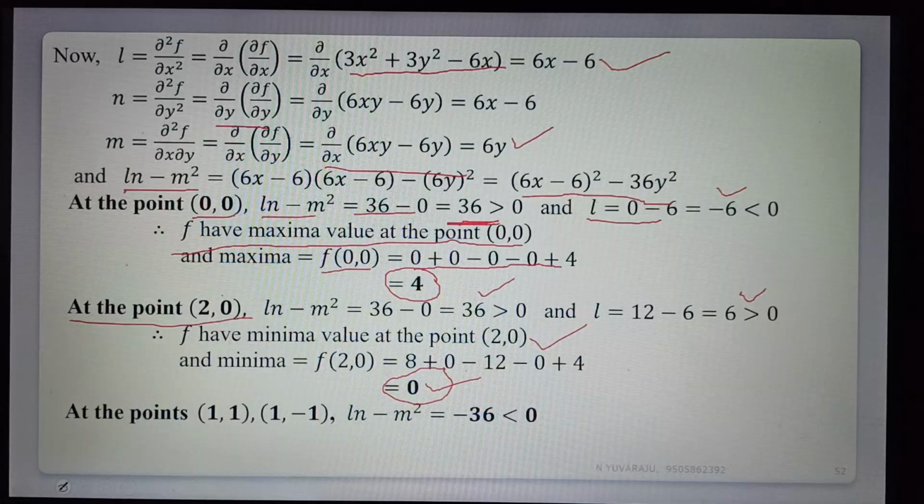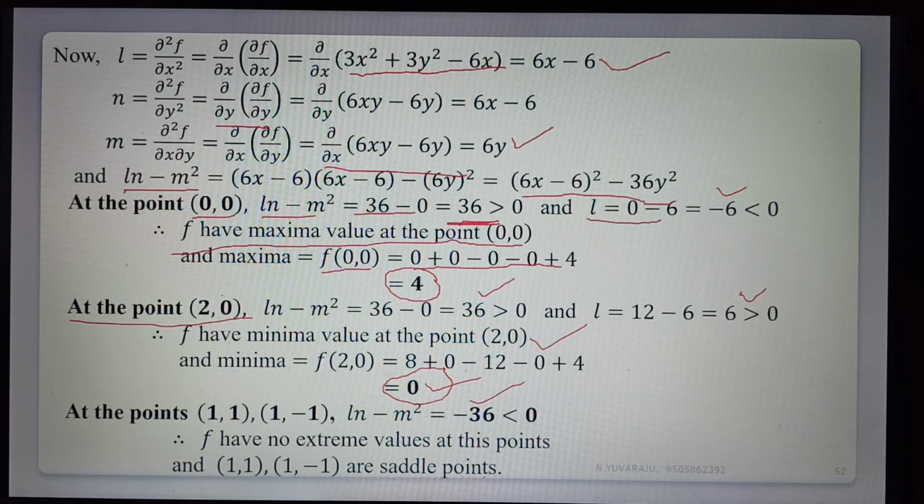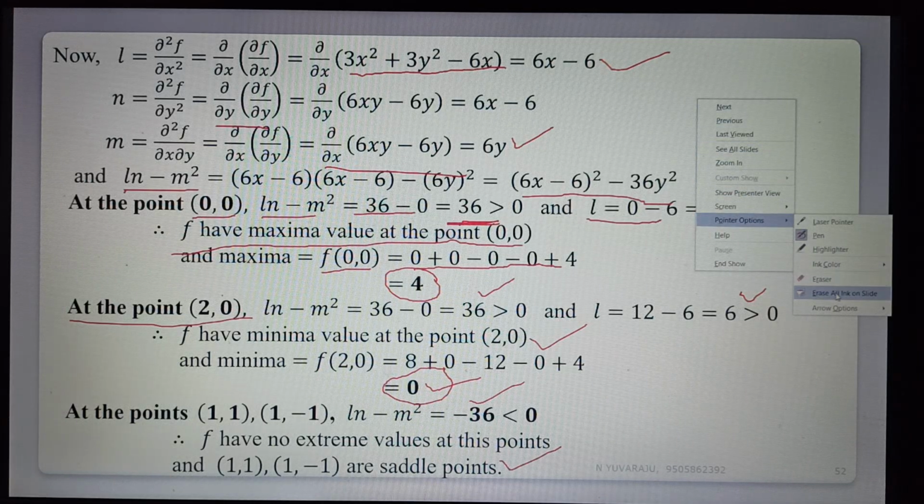Similarly, by the condition also, at (1, 1) and (1, -1), LN - M² is negative, and negative means no maximum, no minimum, that is saddle points. If we have no extreme values at these points, both points are called saddle points. So this is the procedure for finding maxima and minima.